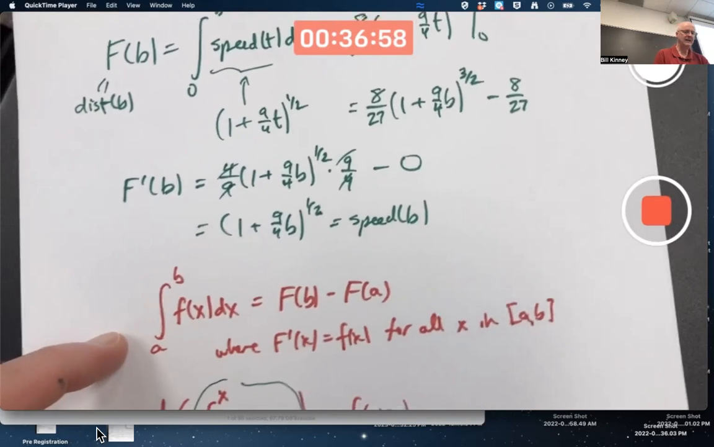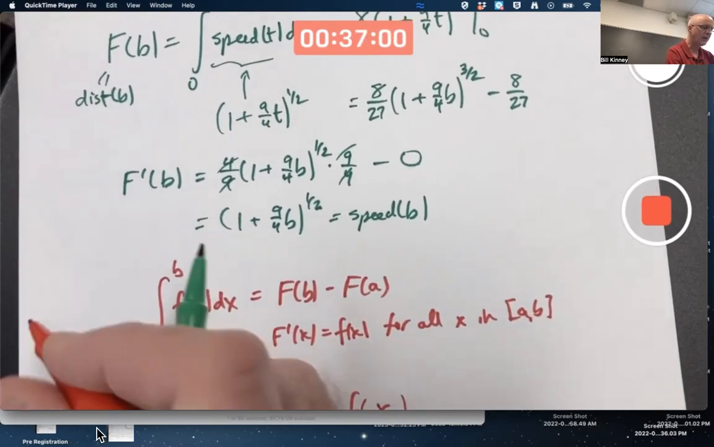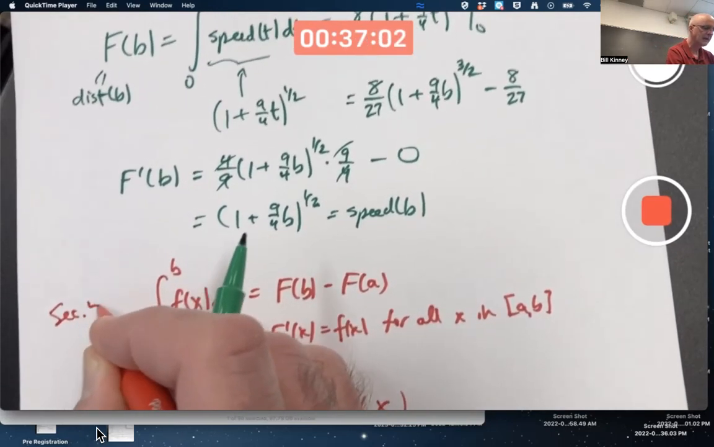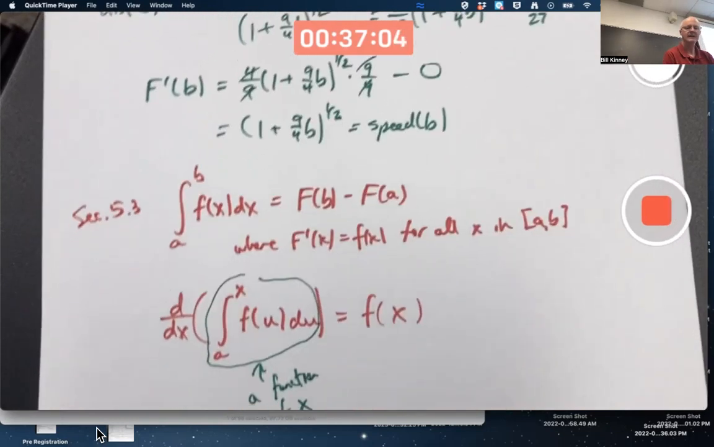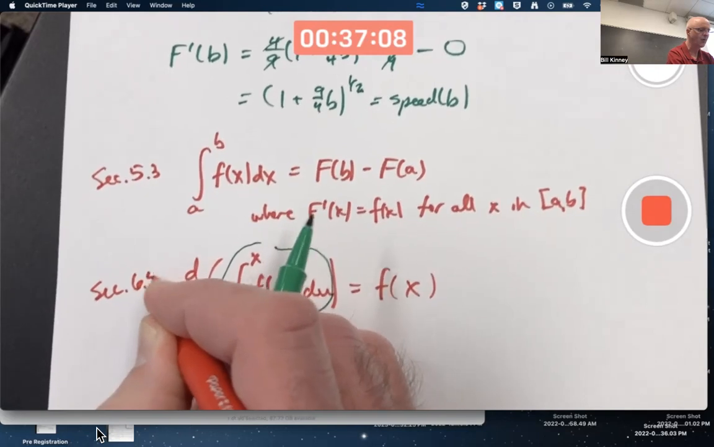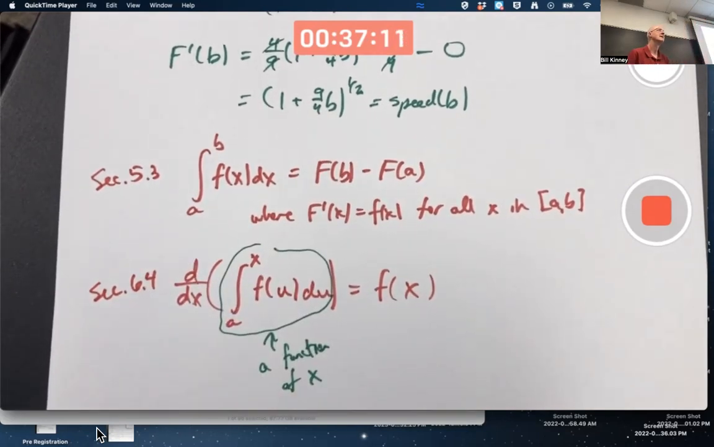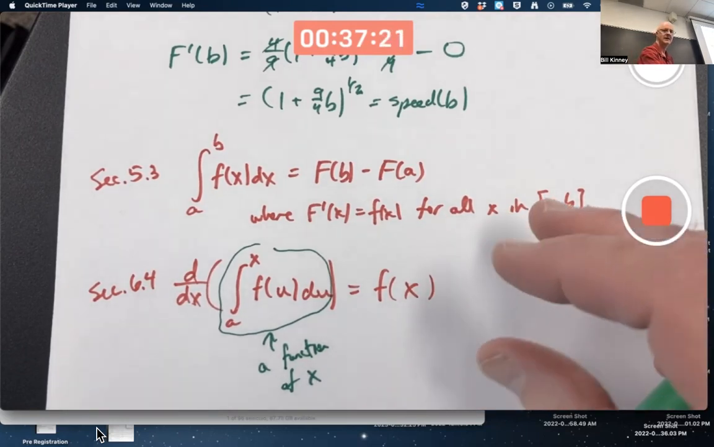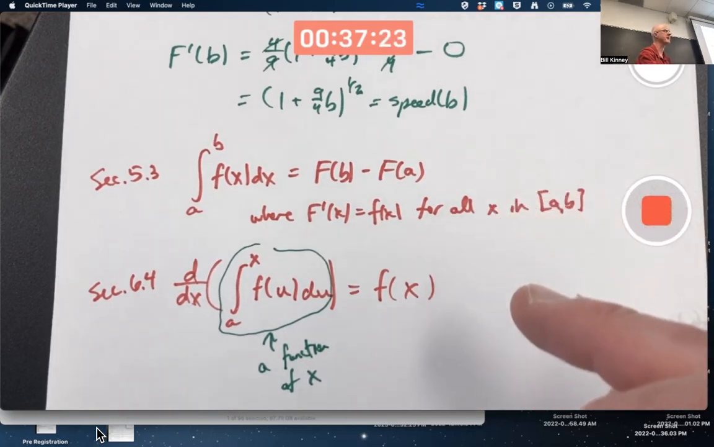This formula right here is section 5.3 in our textbook. This formula right here is actually in chapter 6. It's section 6.4. You'll see it again in Calc 2. I'm not going to stop talking about this. I will still talk about it here a little bit in Calc 1. These are, in a sense, both forms of the fundamental theorem of calculus.